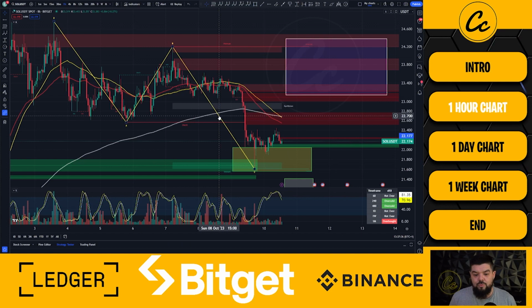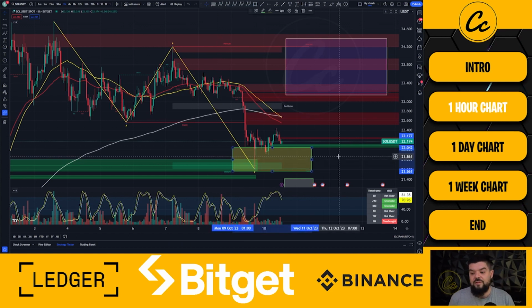So we can see on this move to the downside in this C wave, we have been targeting a move to 22.04 cents to as low as 21.56. And obviously on the 9th of October, 5 PM UTC plus 1, we can see this wick coming down to 21.61. So overall, the structure looks complete.